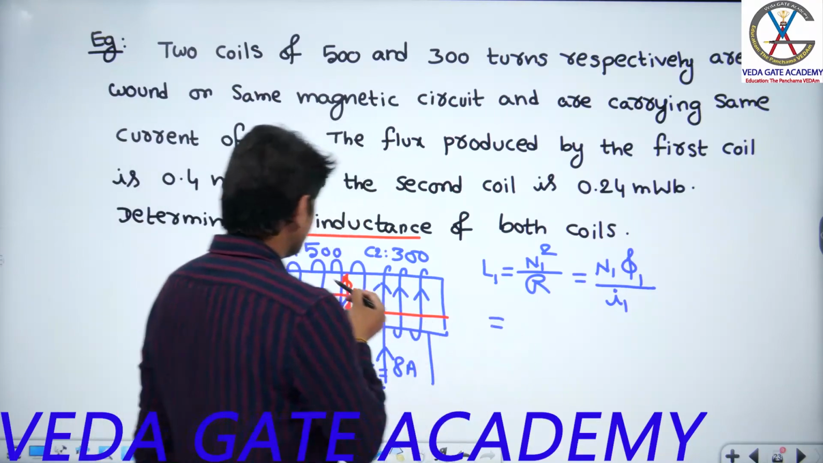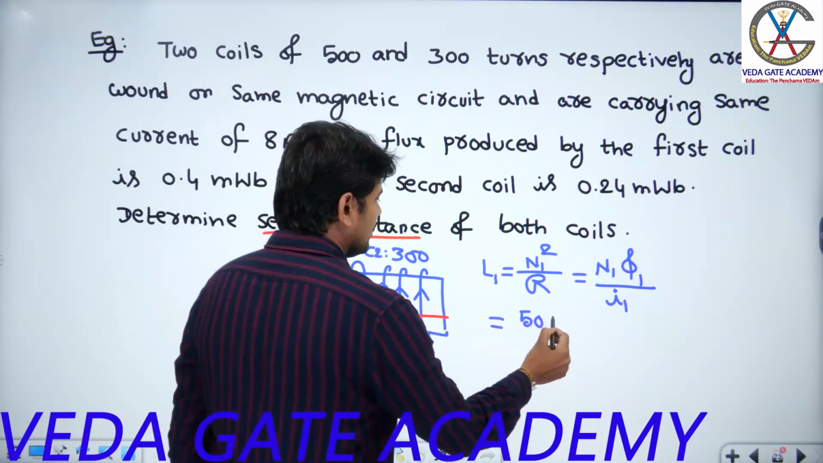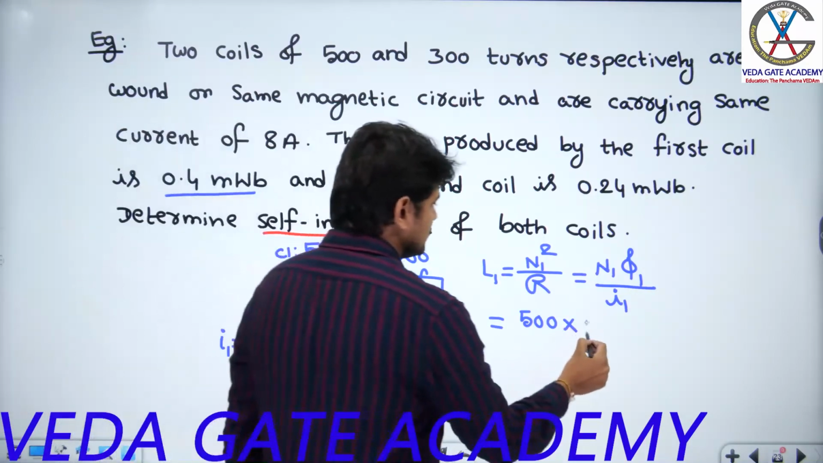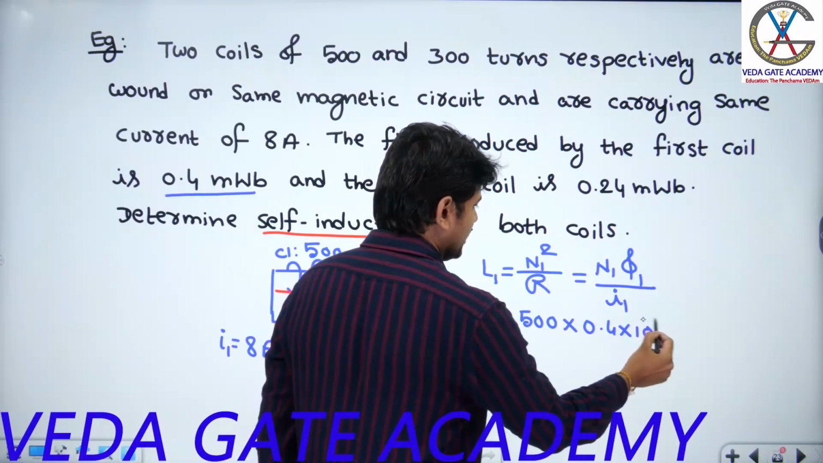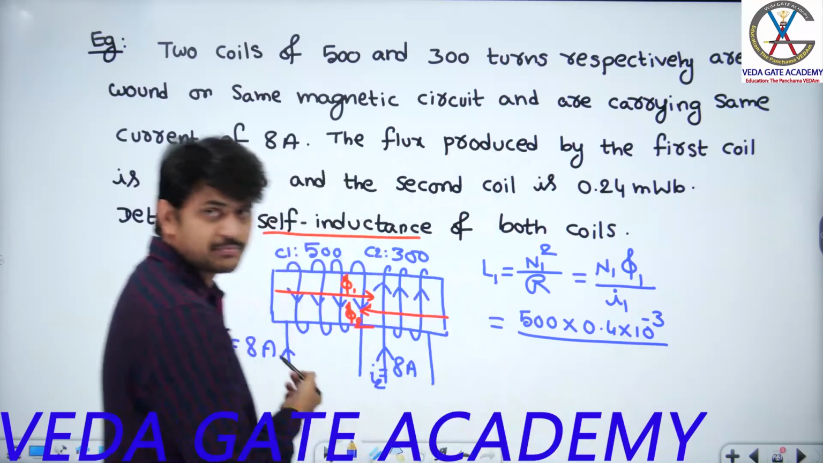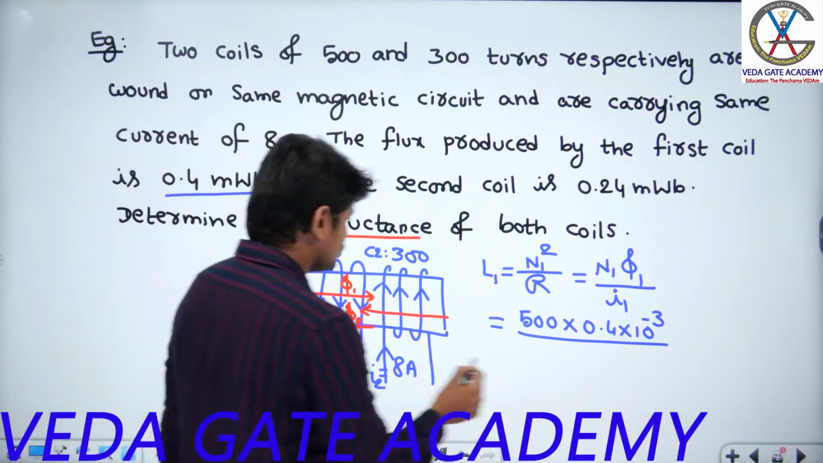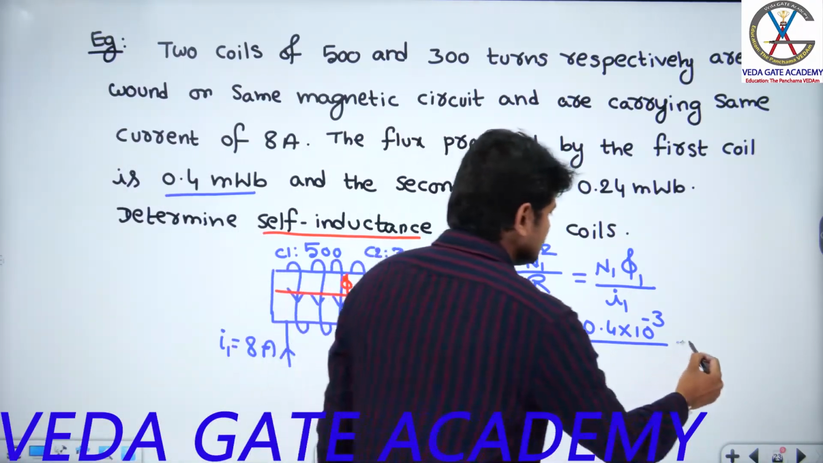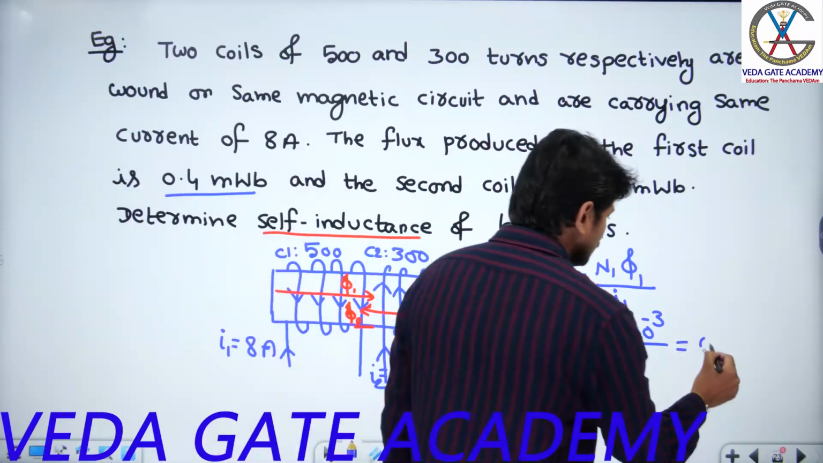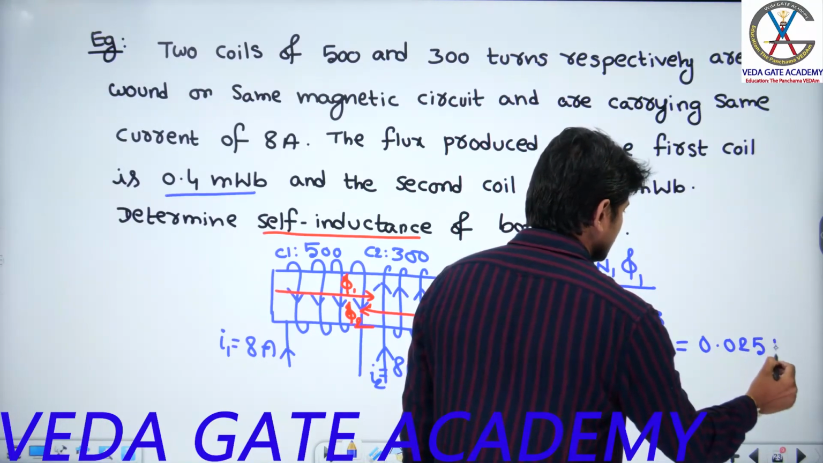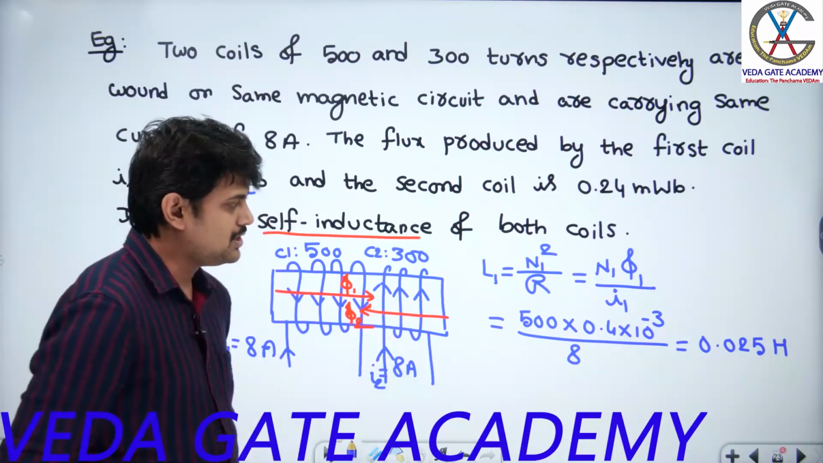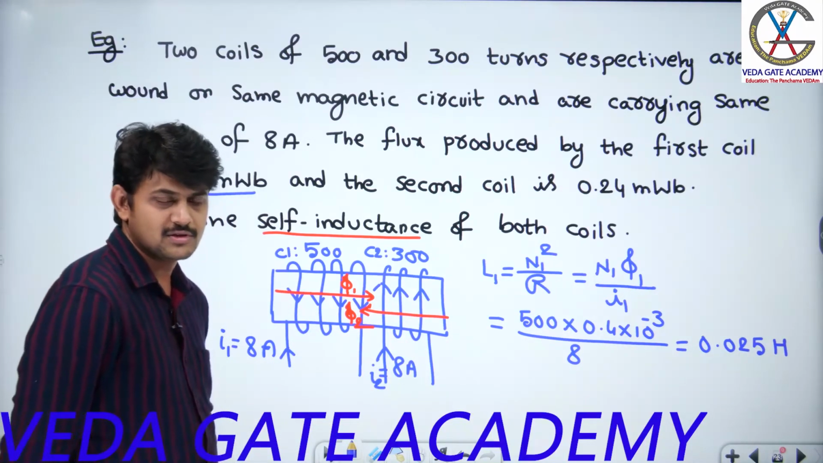So N1, the number of turns of coil 1, is 500, and the flux produced by coil 1, as we have already seen, is 0.4 milliwebers. So you get 0.4 into 10 power minus 3, divided by the exciting current through coil 1, which is 8 amperes. If you do the simplification, the self-inductance of coil 1 is 0.025 henries. If I made any mistake in the simplification, you can please correct it, but the procedure will be correct.